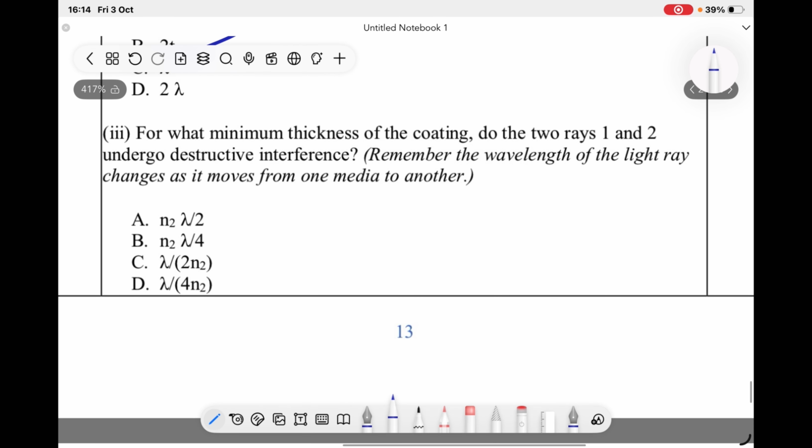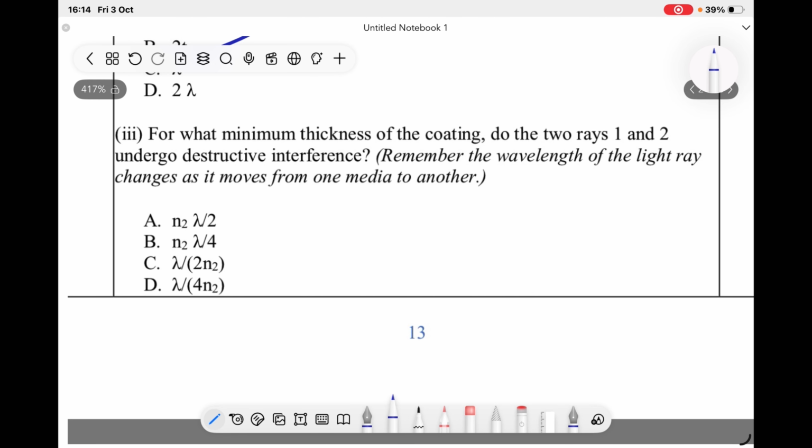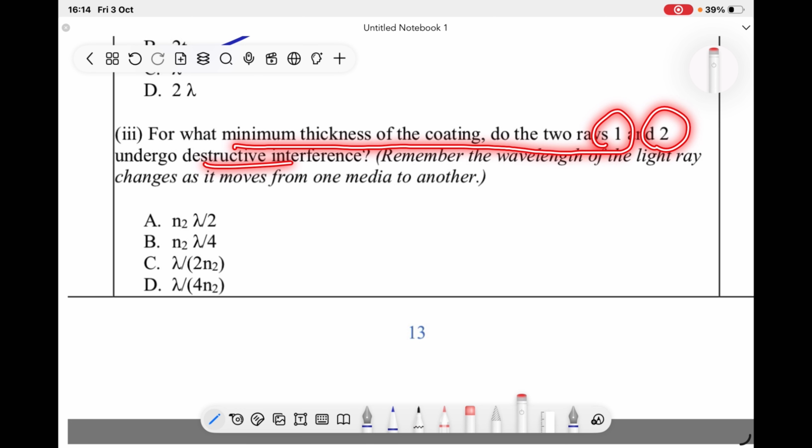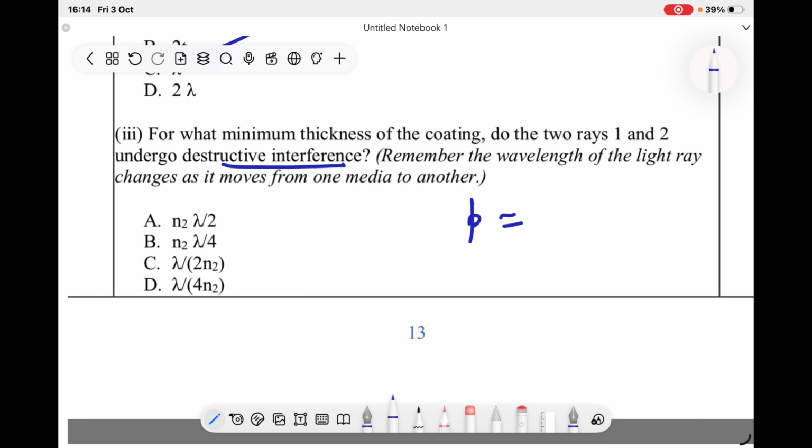Then let us see part 3. For what minimum thickness of the coating do ray 1 and ray 2 undergo destructive interference? So you have to recall the destructive interference case also. For destructive interference, for dark fringes, the path difference should be (2n minus 1) lambda by 2. It is path difference, no?